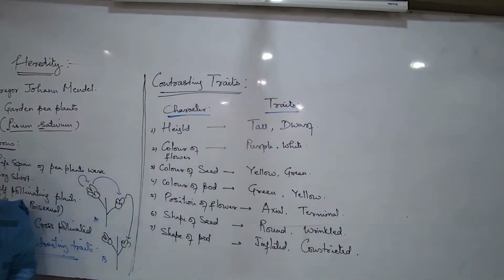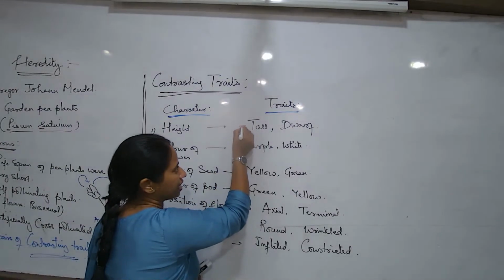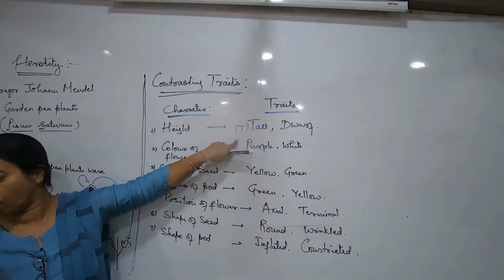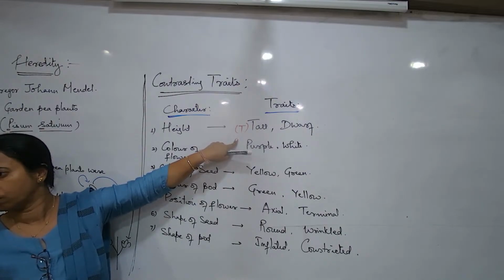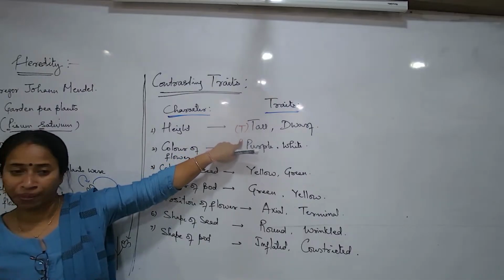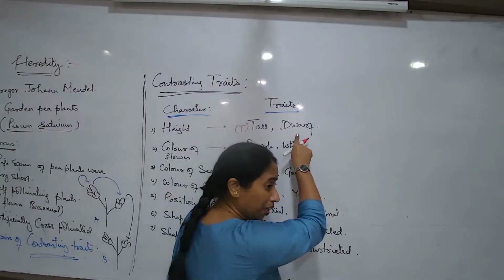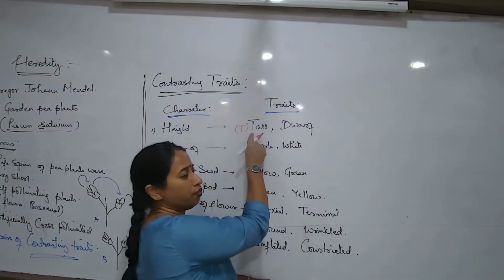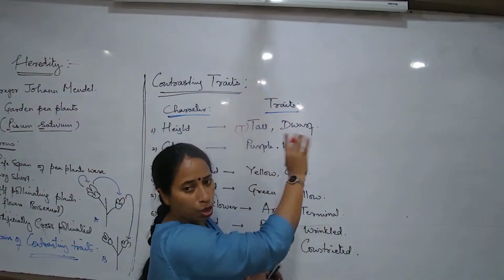Let us talk about these 7 pairs now and how to designate them with the help of letters. Now we understand. So first I said, what are the characters? Height. Tall and dwarf. Tall is always designated with capital T. Now see the rule. What is the rule? If tall is written with capital T, then what should dwarf be written with? Just the contrasting letter. Whatever letter we use here, just the contrasting lowercase we have to write.